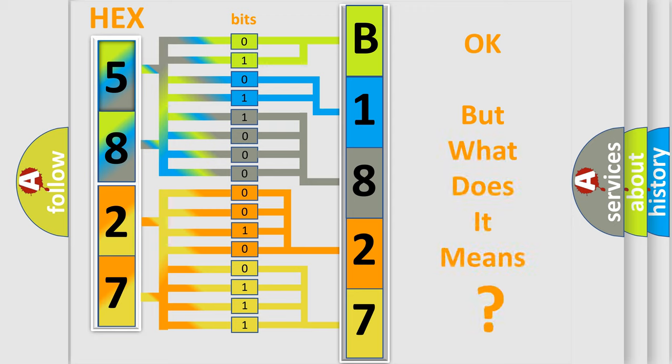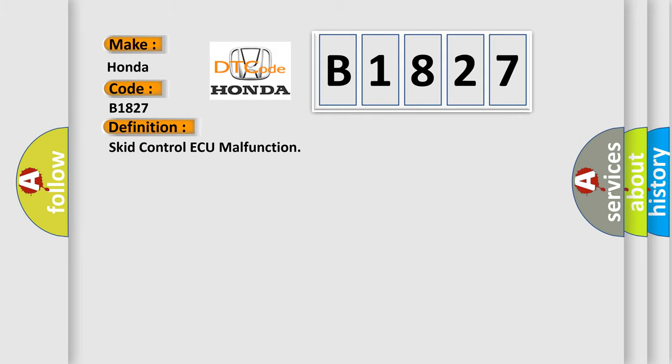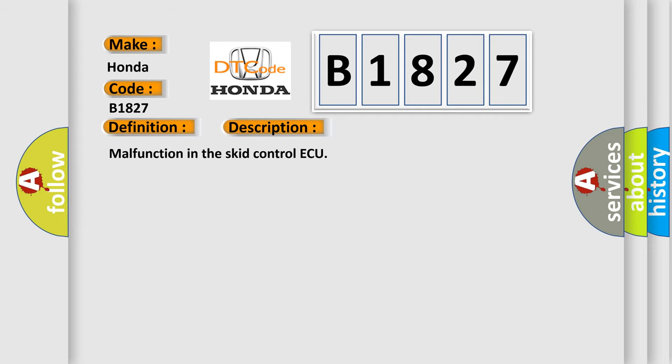The number itself does not make sense to us if we cannot assign information to what it actually expresses. So, what does the diagnostic trouble code B1827 mean specifically for Honda car manufacturers? The basic definition is skid control AQ malfunction. And now this is a short description of this DTC code. Malfunction in the skid control AQ. This diagnostic error occurs most often in these cases: skid control AQ.